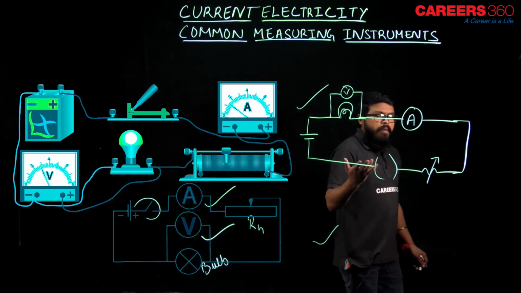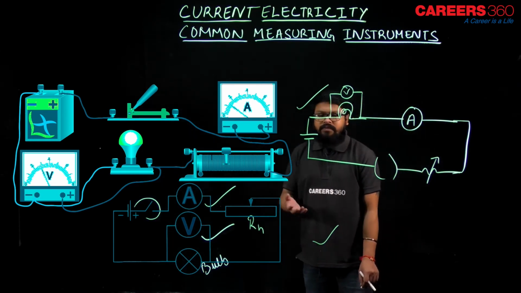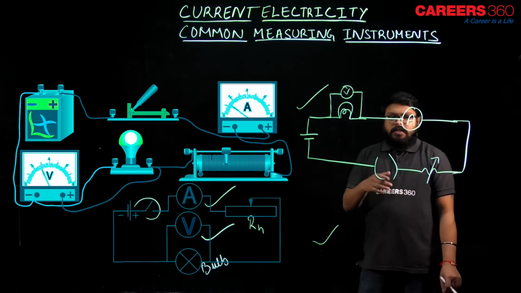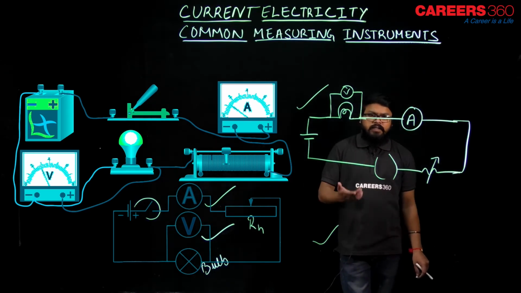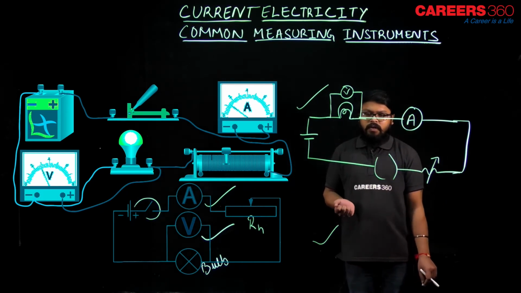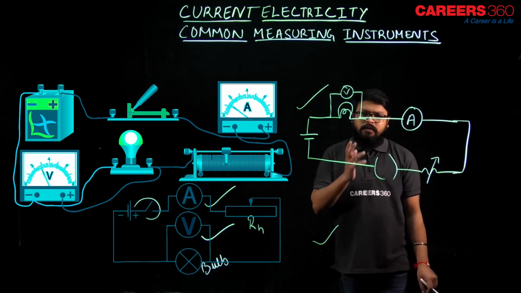You'll see parallel connection in house wiring. In your house wiring, every device which is connected, like electric bulb, tube light, fan, heater, TV, fridge, anything, all are in parallel combination, so that each and every element gets equal voltage.